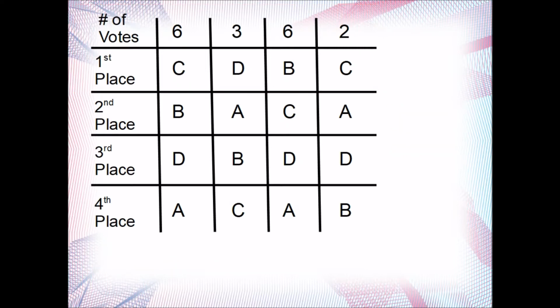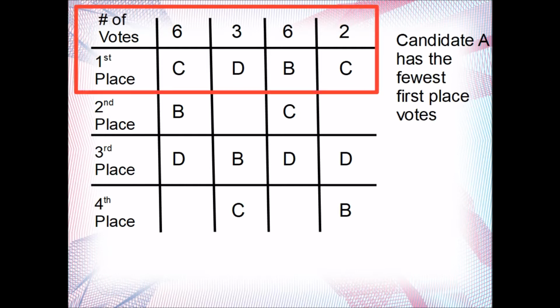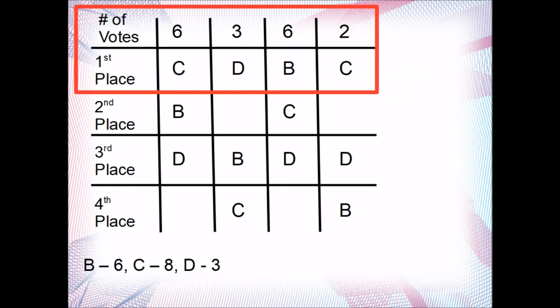So we need to eliminate the candidate with the fewest first place votes. That is candidate A, because candidate A got no first place votes. Therefore, that's the fewest. So we're going to kick candidate A out. Now, admittedly, this doesn't really change anything, but out of completeness, that is what we have to do. So let's look at the total now. It's exactly the same as it was last time. And still, no one has 9 votes.